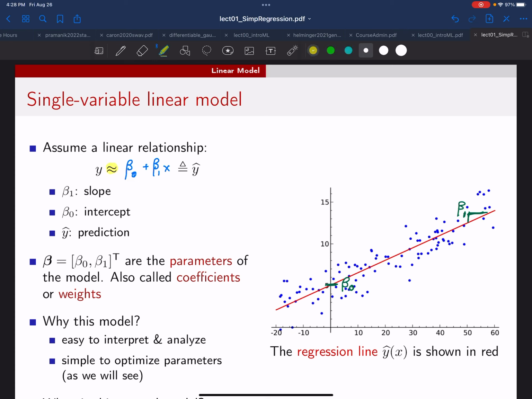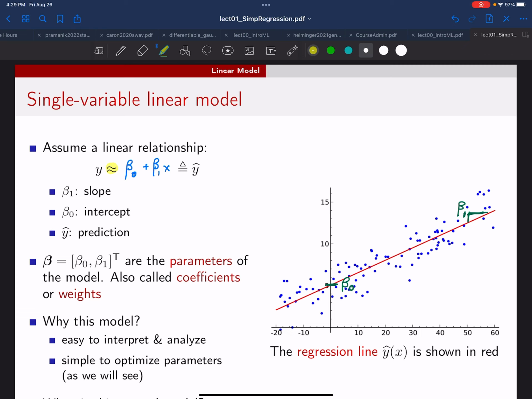But notice that there's an approximate sign here. We're not saying that the data is exactly on the line. We're saying that it's approximately on that line. And you can see that all the blue points are actually off the line, right? That's the reality with data, is it never fits your model perfectly. You don't expect it to. The model is just a rough approximation.